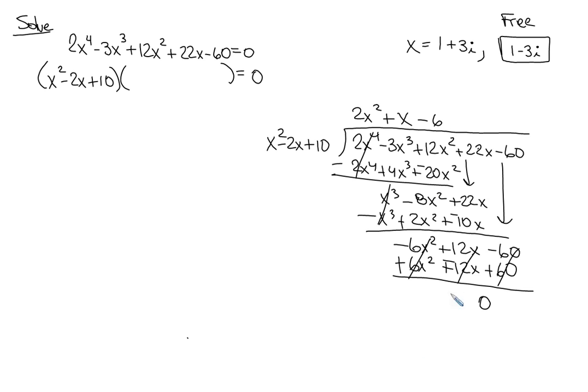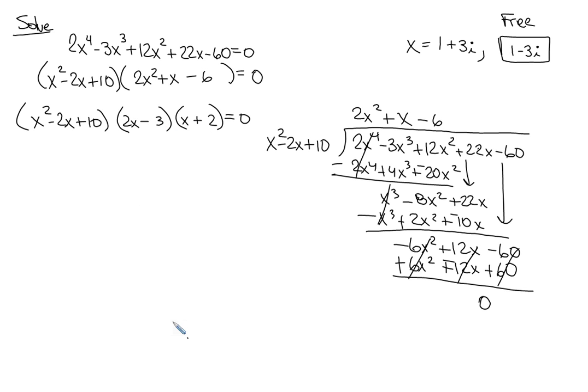So, any other questions up to this point? So we now know that this other factor is going to be 2x squared plus x minus 6. Now, this doesn't factor anymore. Does this factor? Well, let's see. It would have to be 2x and x. And we would have a 2 here and a 3 here. This would be minus. This would be plus. Do you guys see that? That's going to give us 2x squared plus x minus 6.